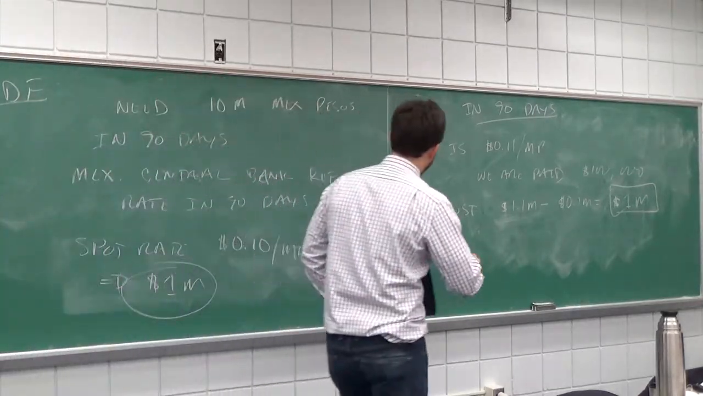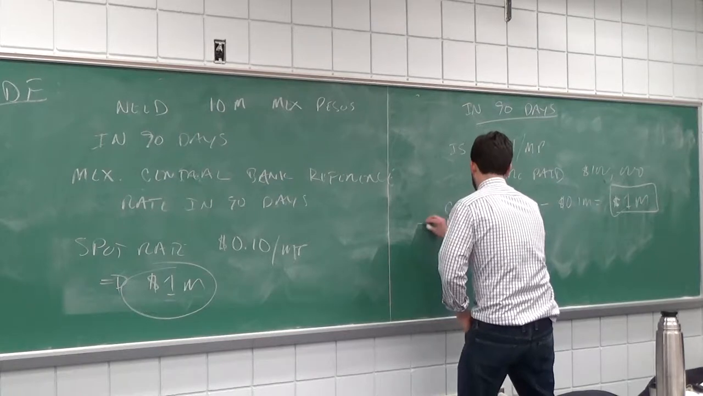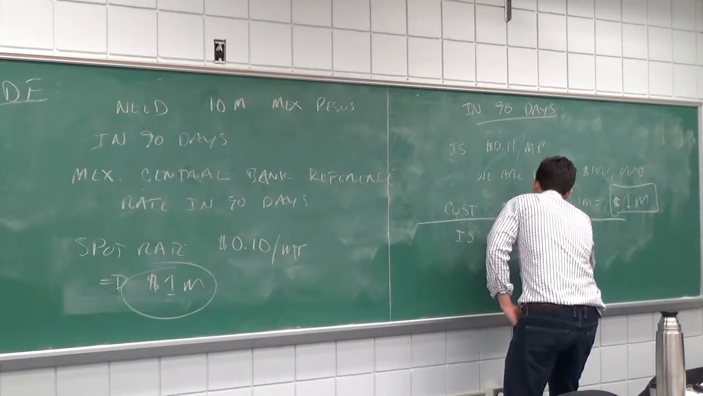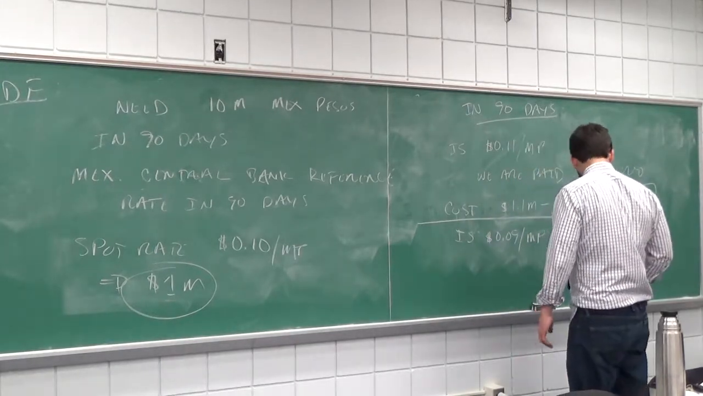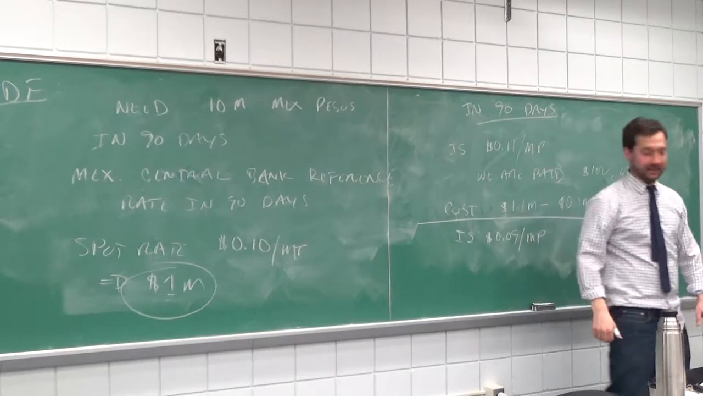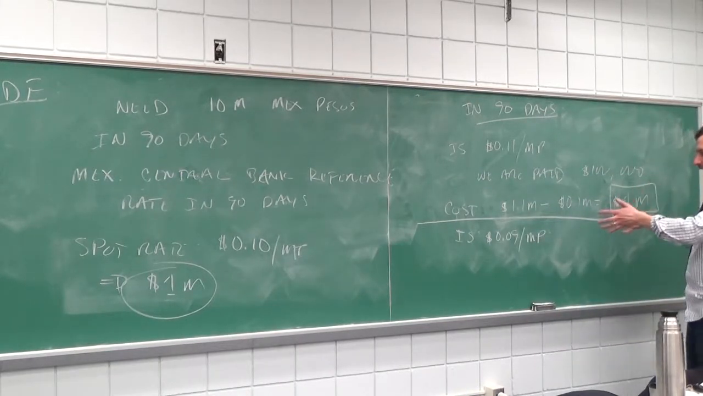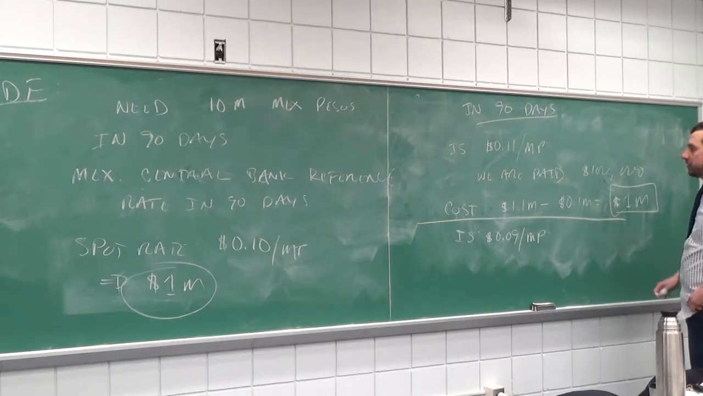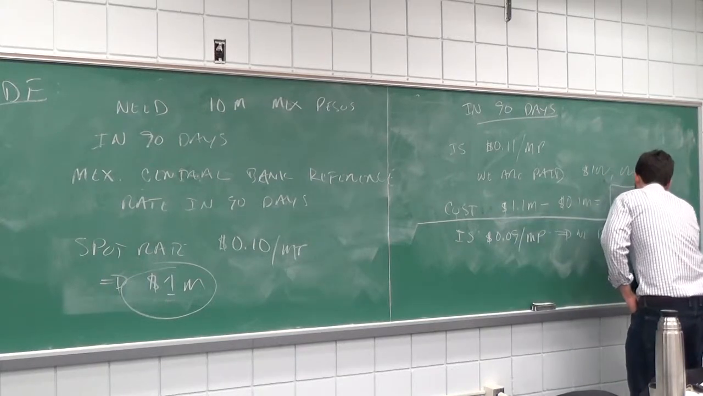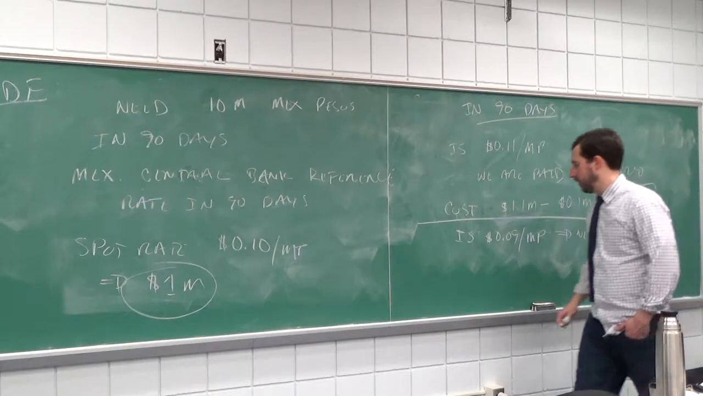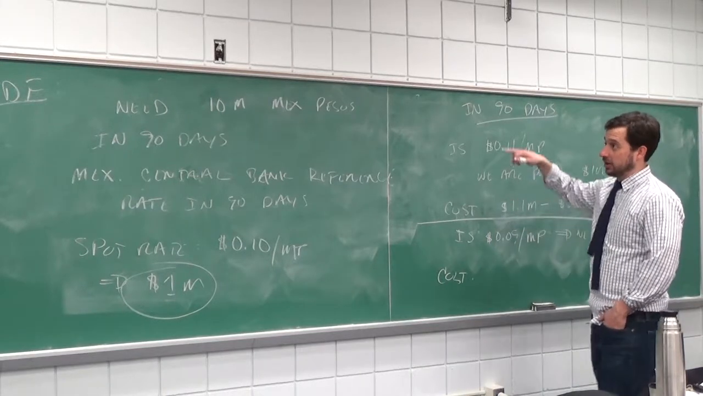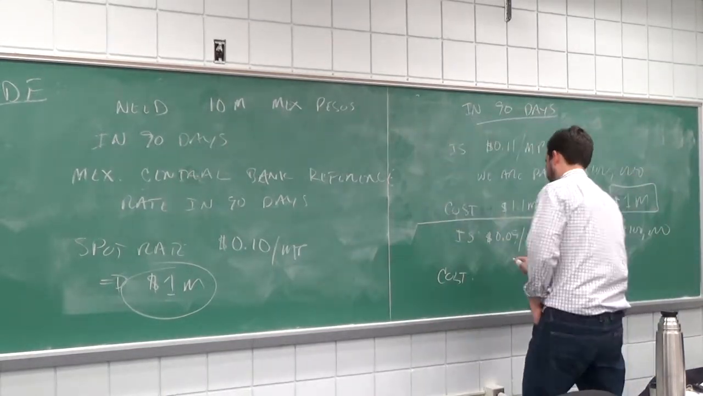Alternatively, let's say the US dollar appreciated. So, alternative case, the Mexican peso is 0.09 per Mexican peso. In this case, the dollar appreciated, the Mexican peso went down. So the way this is going to work is we pay 100,000. Our cost, when we go out to the spot market and get Mexican pesos, is only 9 cents per Mexican peso. So for us to buy the 10 million Mexican pesos, it only costs us $900,000.